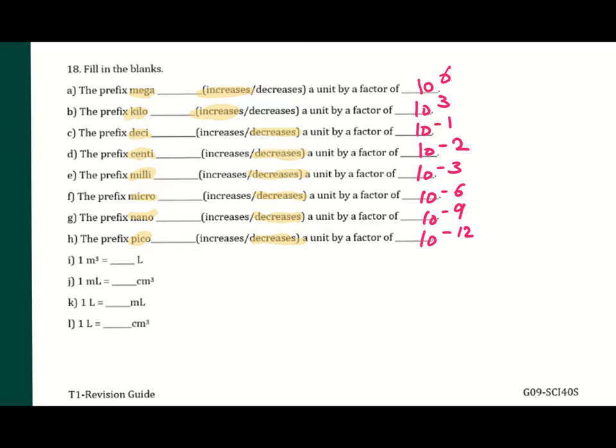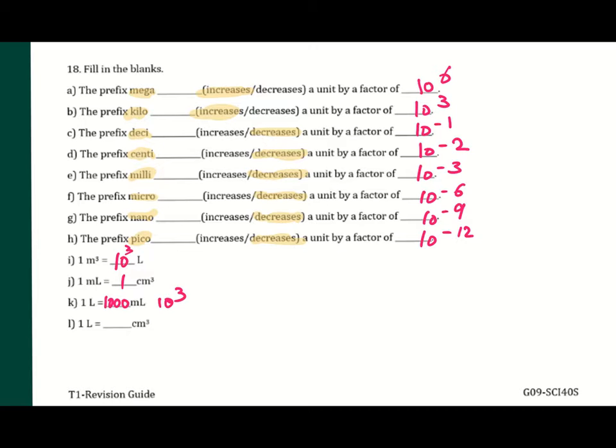This question is asking about conversion of meter cube into liter. 1 meter cube equals 10 power 3 liter. You can memorize this. It's very easy to memorize them. 10 power 3. 1 milliliter equals 1 centimeter cube. 1 liter equals 1000 or 10 power 3 milliliter.